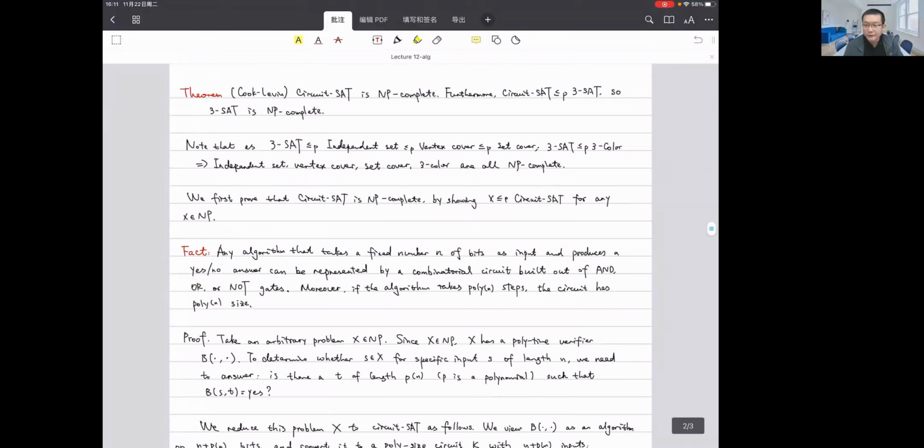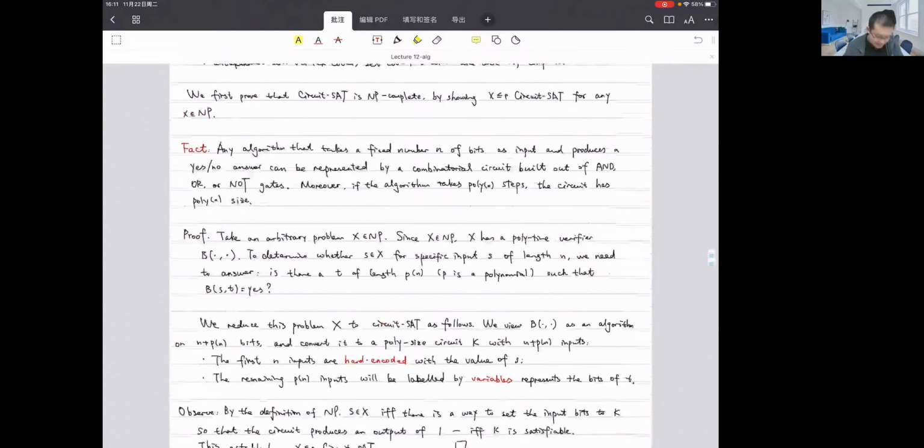Cook and Levin proved, and this is known as the Cook-Levin theorem, that the circuit SAT problem is an NP-complete problem. And furthermore, there's a polynomial time reduction from circuit SAT to 3-SAT, so that the 3-SAT problem is an NP-complete problem. To finish the proof of the Cook-Levin theorem, we first need to prove that circuit SAT is an NP-complete problem, and this is what we have been talking about.